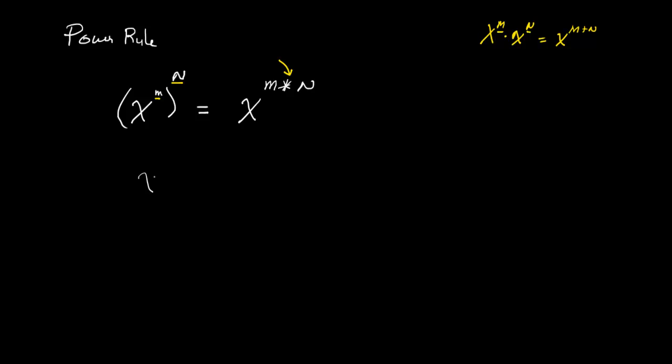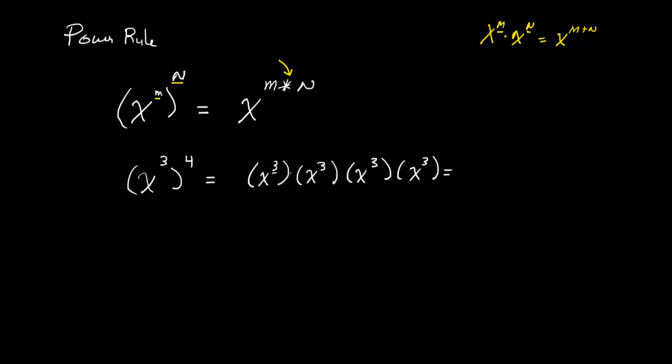So let's go ahead and try this out. If I give you x cubed raised to the 4th power, think about this. This really means x to the 3rd multiplied out 4 times. So 3 plus 3 plus 3 plus 3, I'm multiplying all these bases, so I add them and I get x to the 12th. And notice 3 times 4 also gives you that value of 12. So the power rule is a very important rule that we will use quite frequently in any math science course.